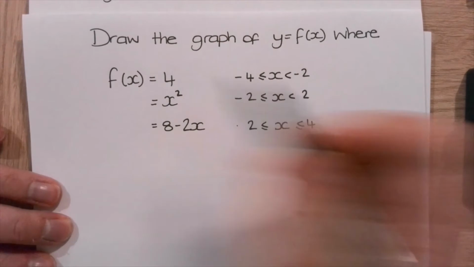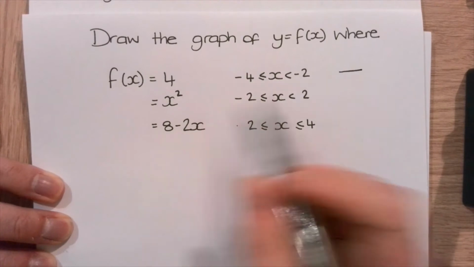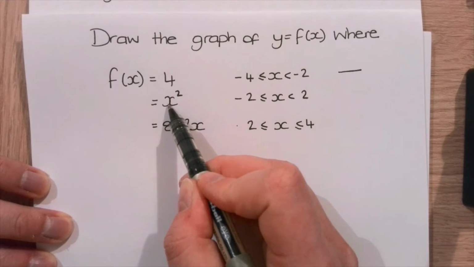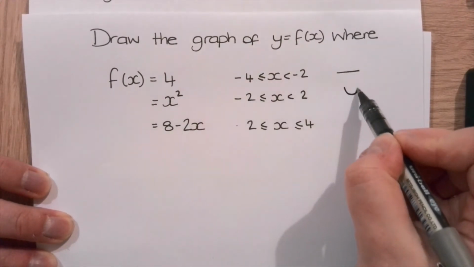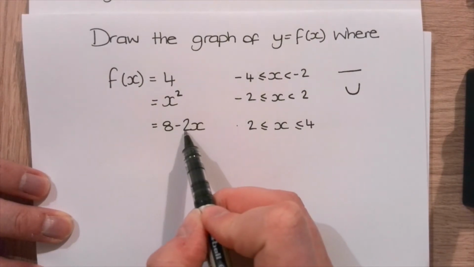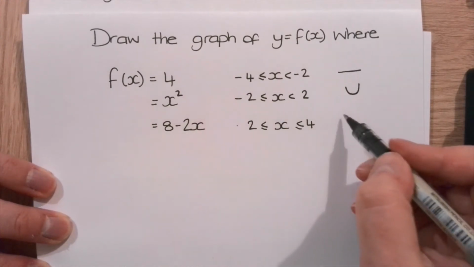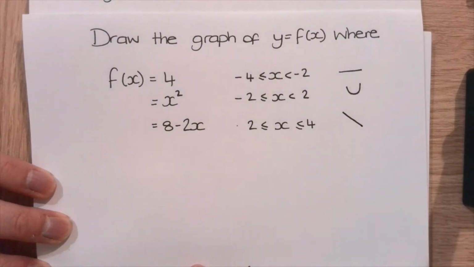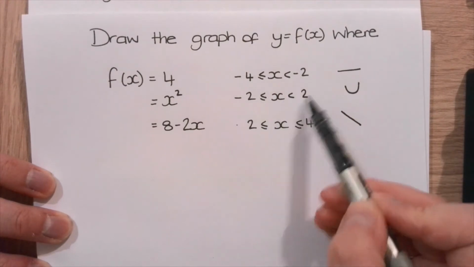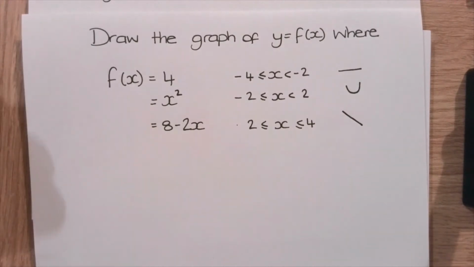So what I've got here, y equals 4, is going to be a horizontal line between -4 and -2. When I draw an x squared graph, that's going to be a curve or a U shape between these two values. And this part here, y equals 8 minus 2x, between 2 and 4 is going to be a linear graph with a negative gradient. And what will happen is these will all end up joining up because they are the end boundaries of the domain. So they will link up. So let's look at how we're going to do this.